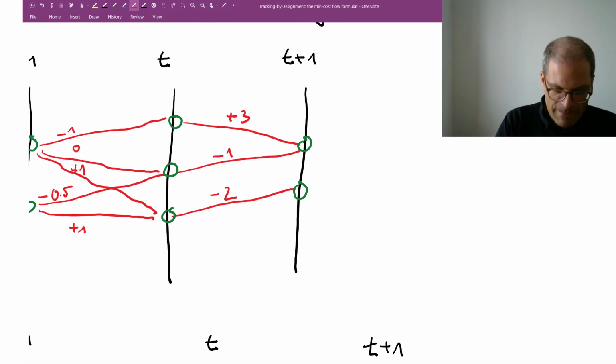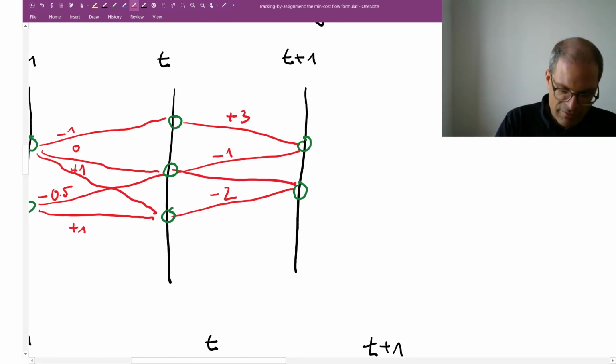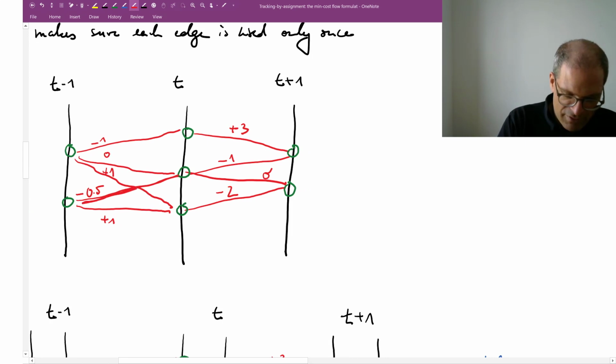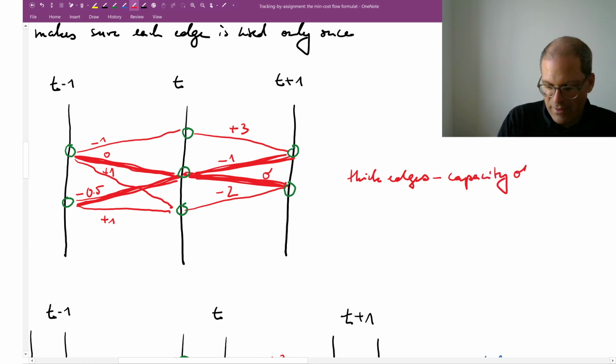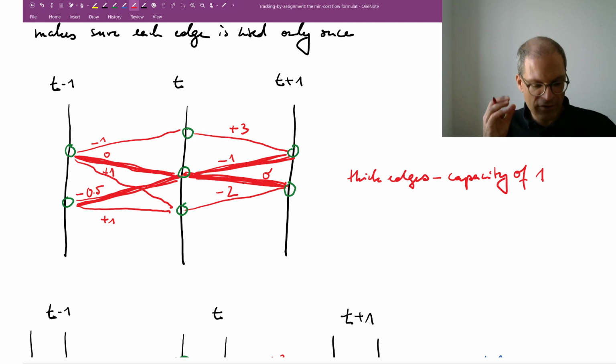Note that it's not enough necessarily to put this kind of constraint on the edges only. Because if, for example, I could say, let's give this a cost of 0 here, I could say that, all right, let's say for the thick edges here, I could say that they all have a capacity of 1. So thick edges, that means I only want to allow to send 1 unit of flow along these edges.